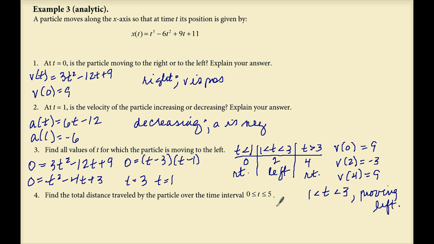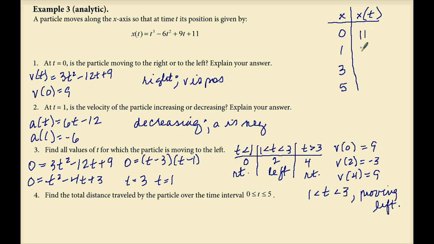Find the total distance traveled by the particle over the time interval 0 ≤ t ≤ 5. Let's make a chart. We're going to want to know position at the endpoints of the interval, but also when the particle was at rest. So we're going to look at time 0, time 5, but also when the velocity was 0, at time 1, and at time 3. Position at time 0 was 11.